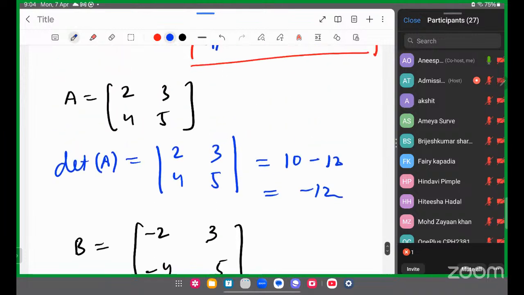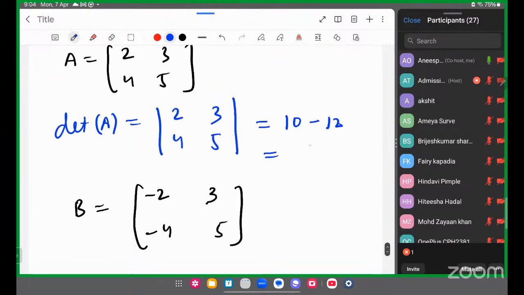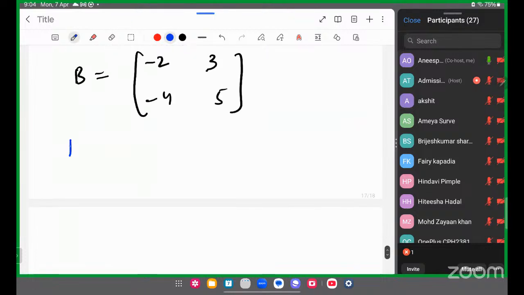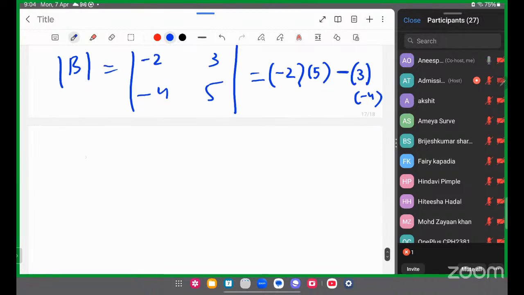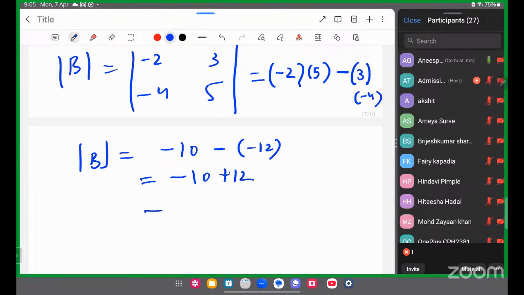Determinant of minus 2, 3, minus 4, 5, cross multiply. Now this will be minus 2 multiplied with 5, and then there will be a minus sign, and then we will take 3 multiplied with minus 4. So this will give us what? Minus 2 multiplied with 5 is minus 10. Minus 3 multiplied with minus 4 is minus 12, so this will be minus 10 plus 12. So the answer will be plus 2. Understood or any doubt?